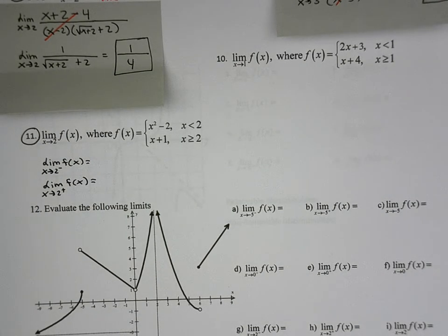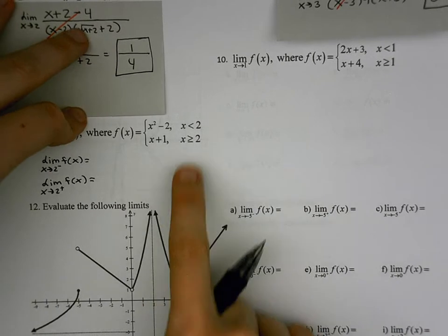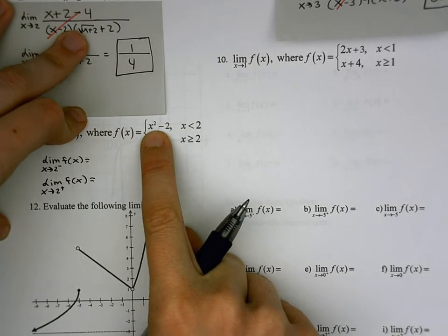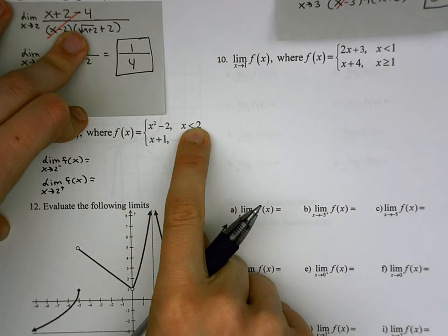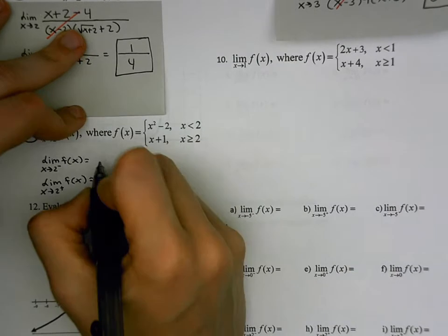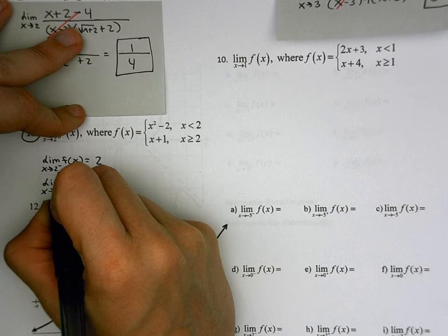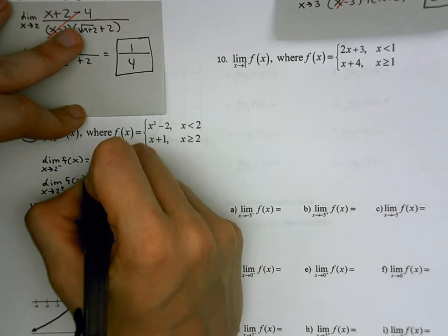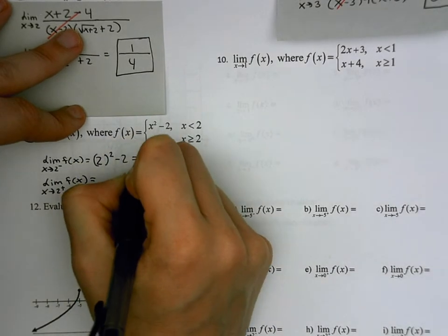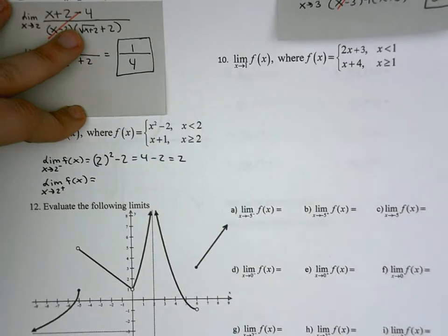Okay, which function is our left limit function? Well, remember, left is less than, so my left function is the upper one. X is less than 2, and so that's my upper one. Plugging my 2 in then, this 2 here, into that function, we have 2 squared minus 2, which is 4 minus 2, or 2.